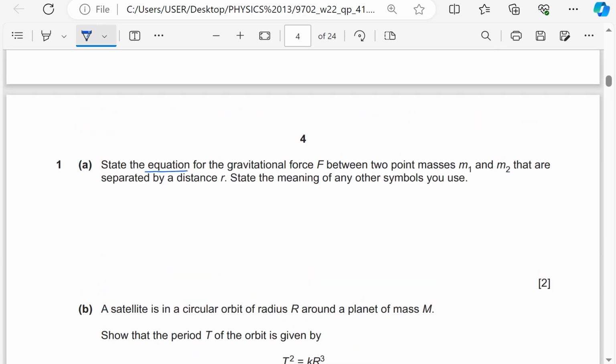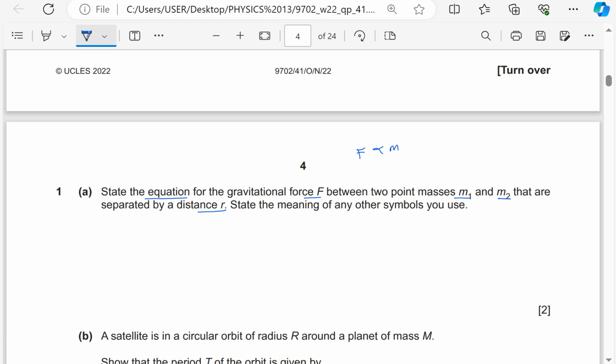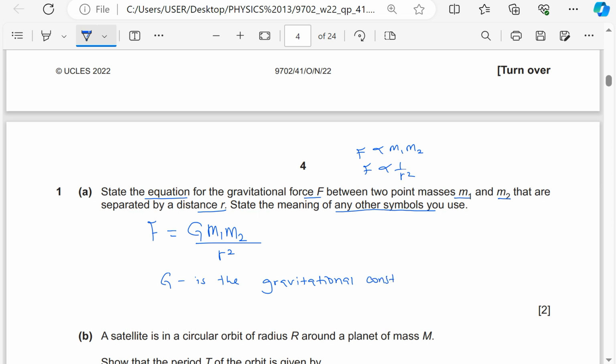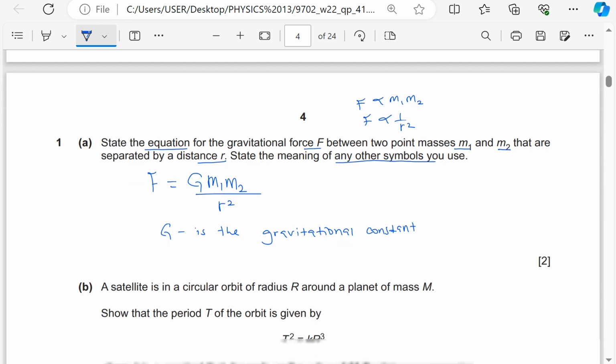State the equation for gravitational force F between 2-point masses m1 and m2 separated by a distance r. Remember, by Newton's law of gravitation, the force is directly proportional to the product of the masses, and the force is also inversely proportional to the square of their separation. So the equation will be F equals a constant, which is capital G, times m1 times m2 divided by r squared. State the meaning of any other symbols you use. The only symbol we have added here is G. So G is the universal gravitational constant. G is called the gravitational constant or the universal gravitational constant.